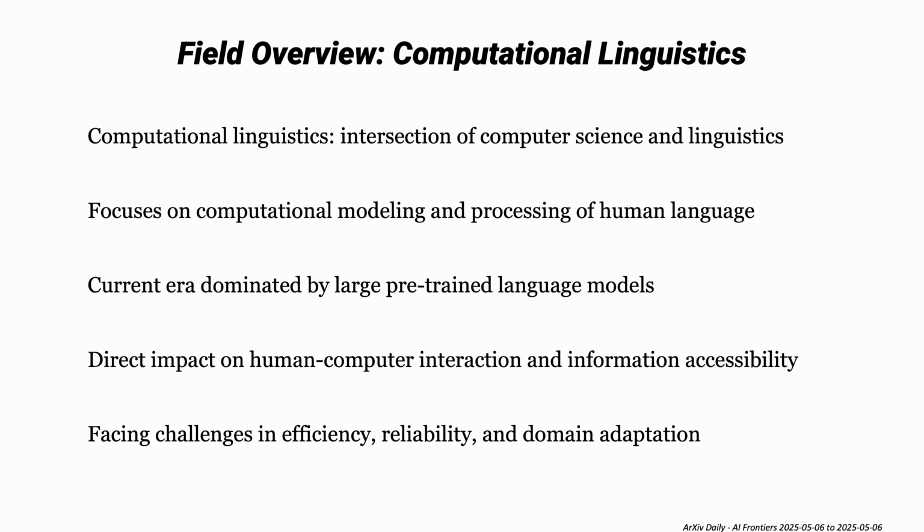Computational linguistics sits at the intersection of computer science and linguistics, focusing on the computational modeling and processing of human language. This field encompasses a wide range of research areas including natural language processing, language understanding, generation, translation, and the development of language models. The significance of computational linguistics cannot be overstated in today's technology landscape. It forms the backbone of many applications we use daily, from virtual assistants to machine translation services, content recommendation systems, and increasingly sophisticated text generation tools.